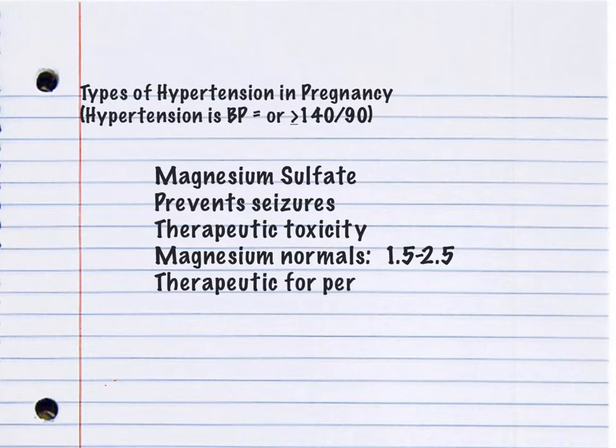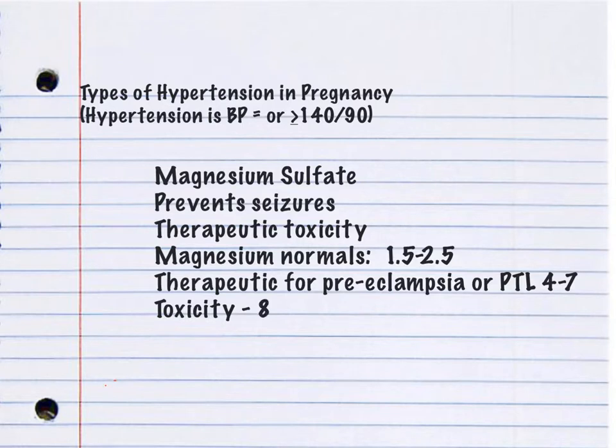Therapeutic for preeclampsia or preterm labor, which is another subject for a different day, is going to be 4 to 7. But we have a very narrow window before we go into true toxicity, which is 8 or above. Okay, so what we're doing is we're putting mom into a hypermagnesemic state, okay? And that is going to prevent seizures.